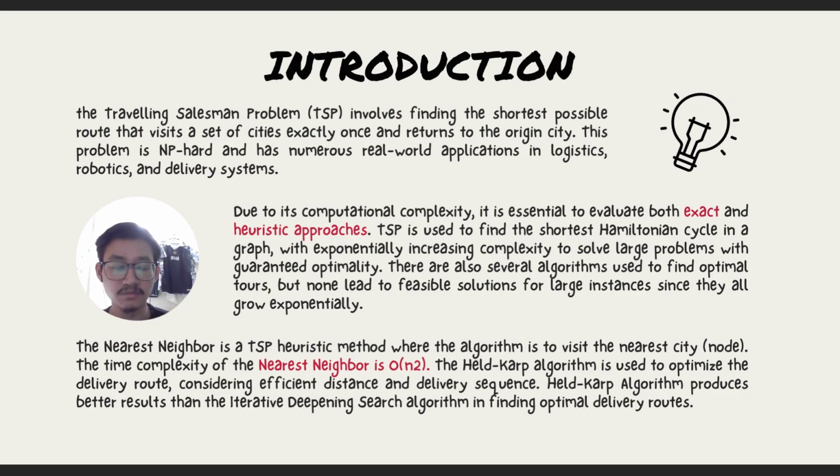The nearest neighbor is a TSP heuristic method where the algorithm is to visit the nearest city node. The time complexity of the nearest neighbor is O(n^2). The Helga algorithm is used to optimize the delivery route considering efficient distance and delivery sequence. Helga algorithm produces better results than the iterative deepening search algorithm in finding optimal delivery routes.